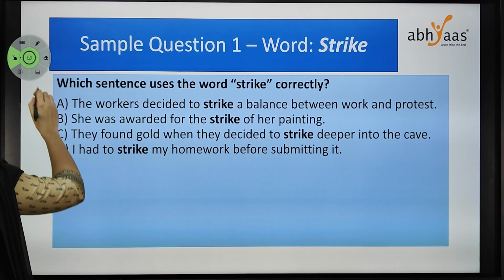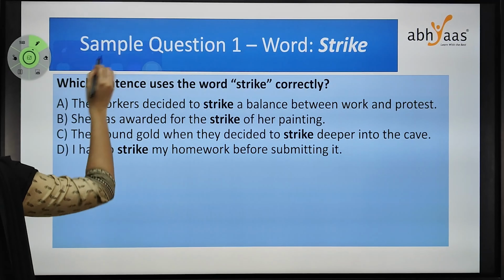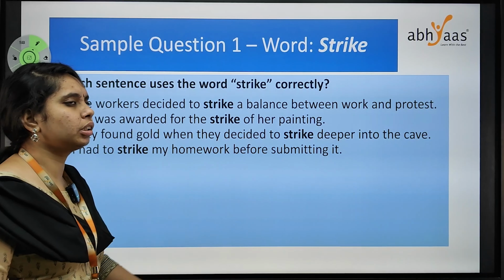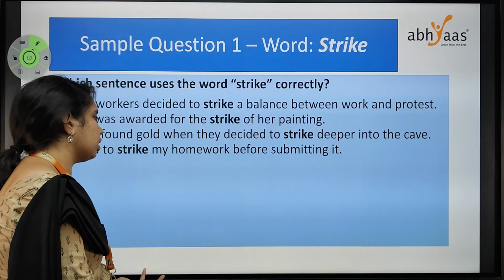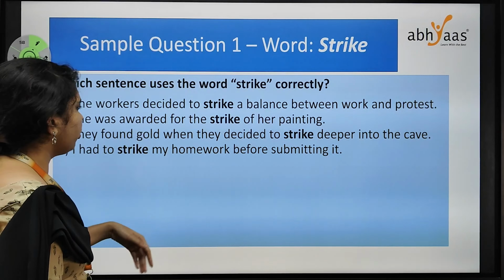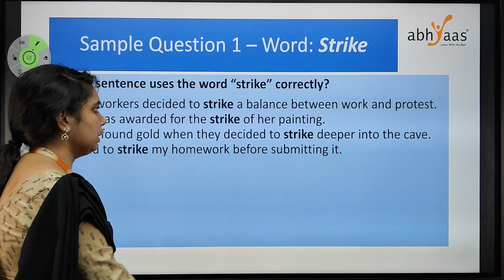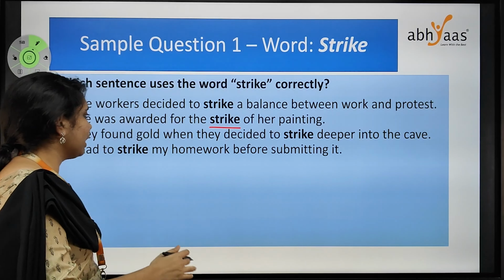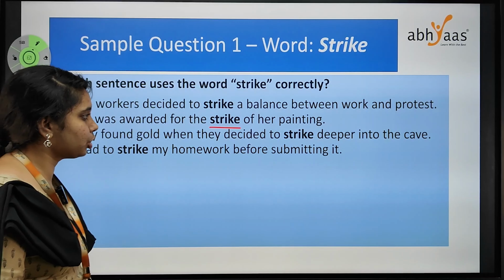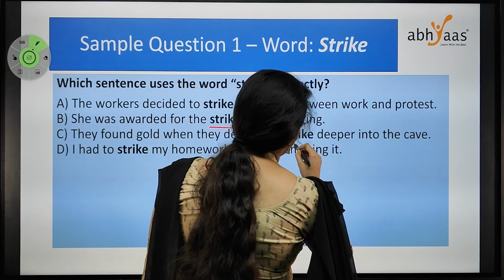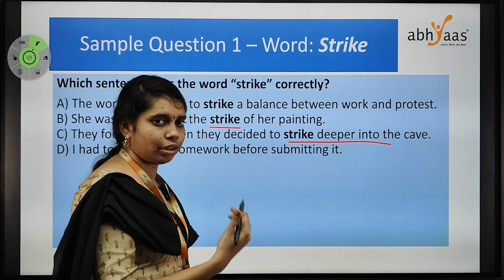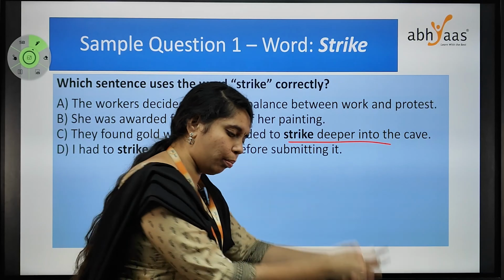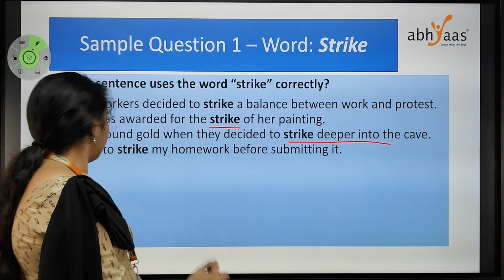So the same word is being used in four different sentences. The workers decided to strike a balance between work and protest. This seems fine. She was awarded for the strike of her painting. Really, strike of her painting? They found gold when they decided to strike deeper into the cave. What is the meaning of strike here? When you take a heavy axe or something and give a blow, that is your strike.